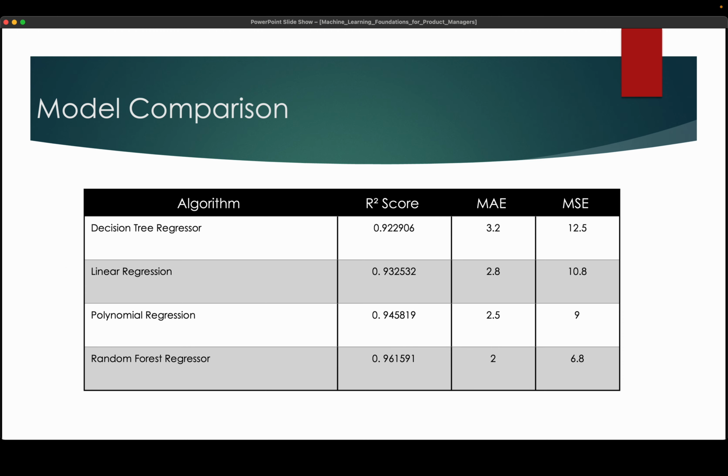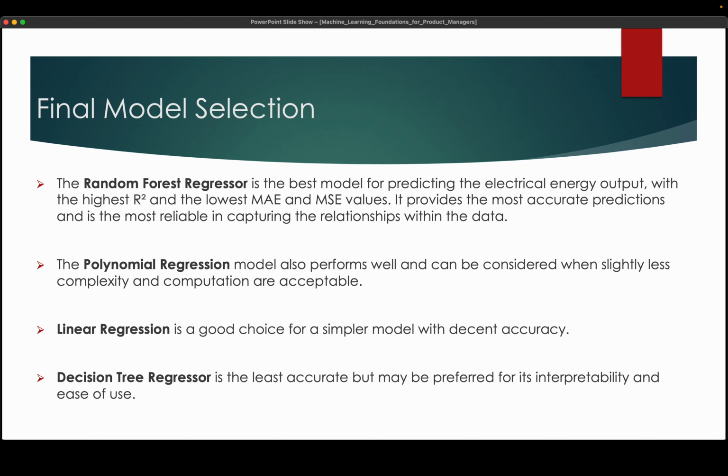random forest regressor. After successfully executing the entire Python script, this is the model comparison with the different scores I'm getting. For the decision tree regressor, you can see the R2, MAE, and MSE scores, and the same for linear regression, polynomial regression, and random forest. With this I can conclude that the random forest regressor is the best model for predicting the electrical energy output, since it has the highest R2 value and the lowest MAE and MSE values.